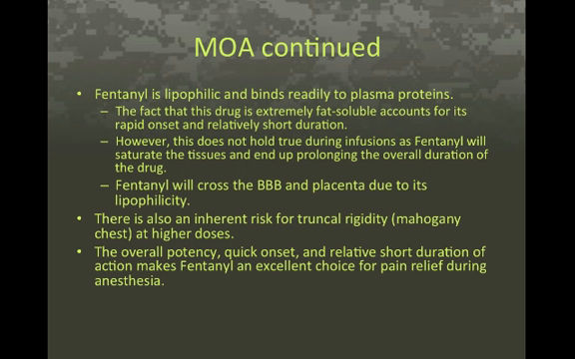There is also an inherent risk for truncal rigidity, also called wooden chest, at higher doses. The overall potency, quick onset, and relatively short duration of action makes fentanyl an excellent choice for pain relief during anesthesia.